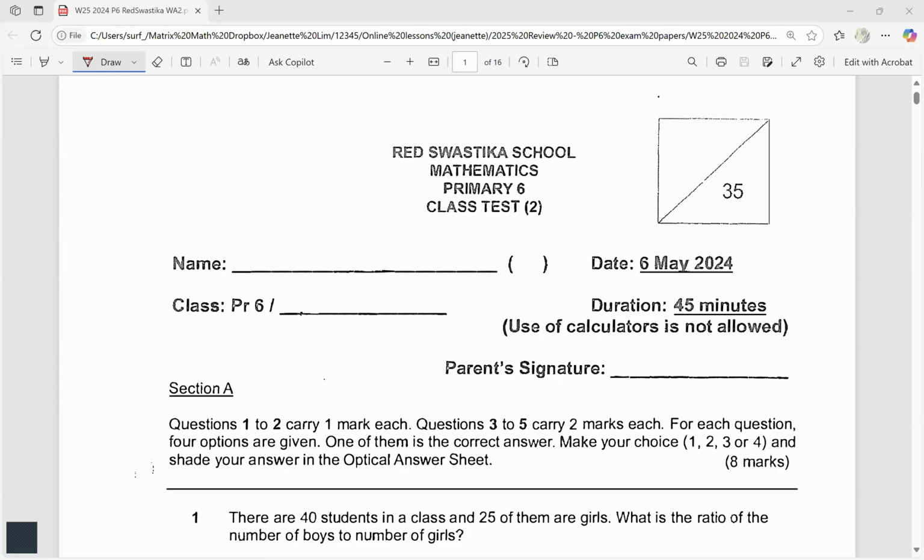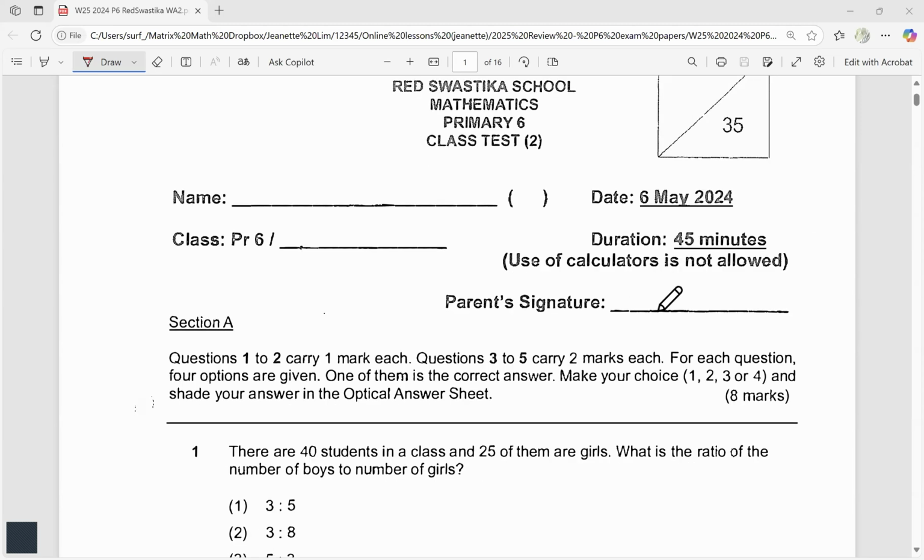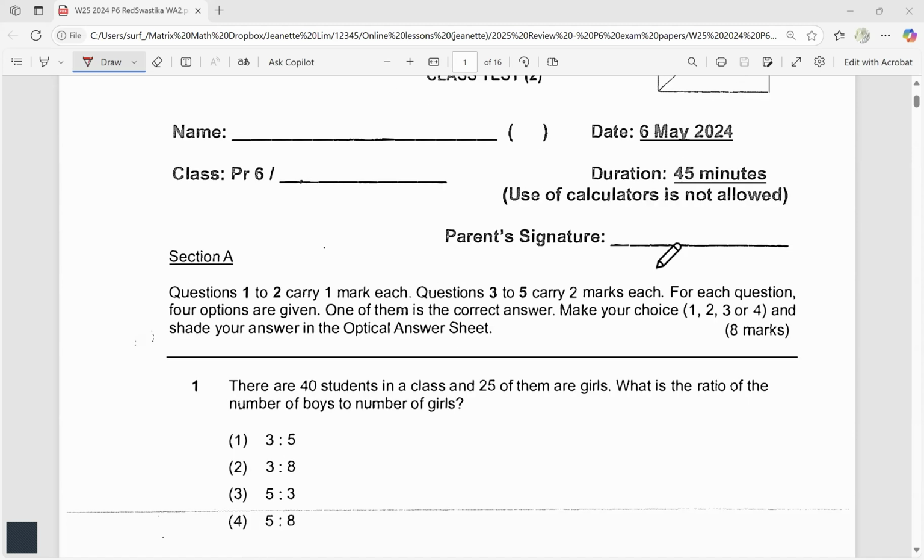Read Swastika P6 class test 2. Use of calculators not allowed.